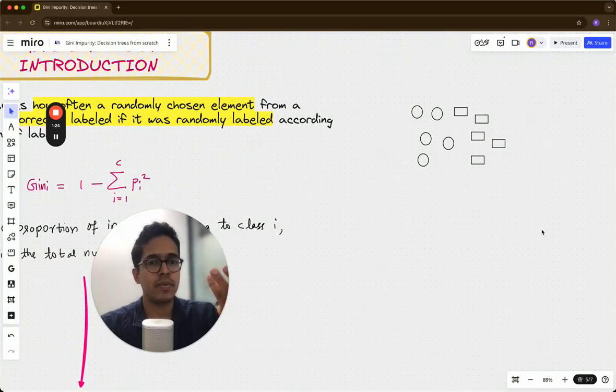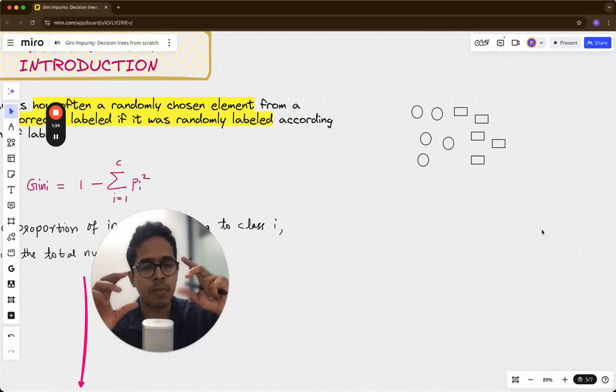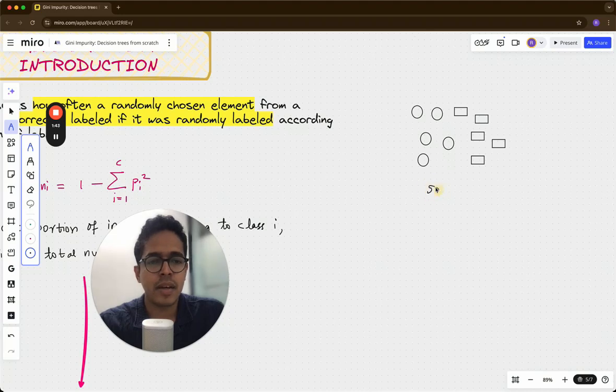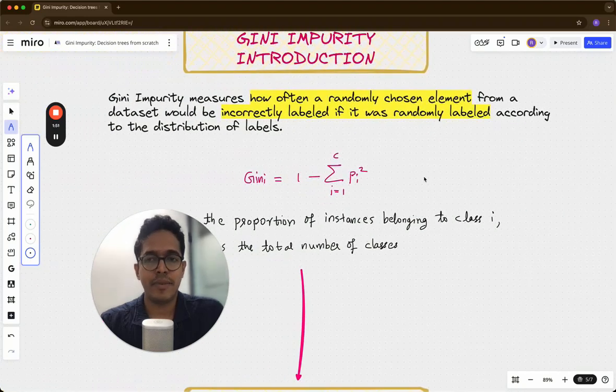basically a measure of this: how wrong you will be if you were to randomly assign a label to a randomly chosen element, and this assignment of label depends on the probability distribution itself. And here, 50% of the time, if I'm randomly guessing the shape, I will be correct, and the remaining 50% of the time I will be wrong. We can capture this using the parameter called Gini impurity. So the official definition of Gini impurity is exactly what I mentioned earlier.